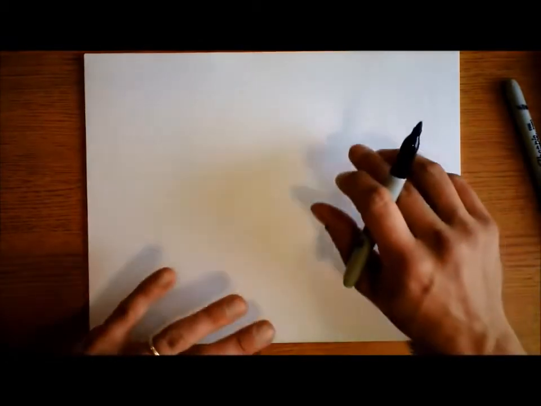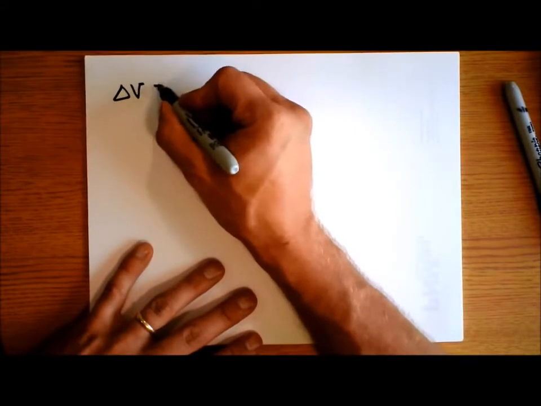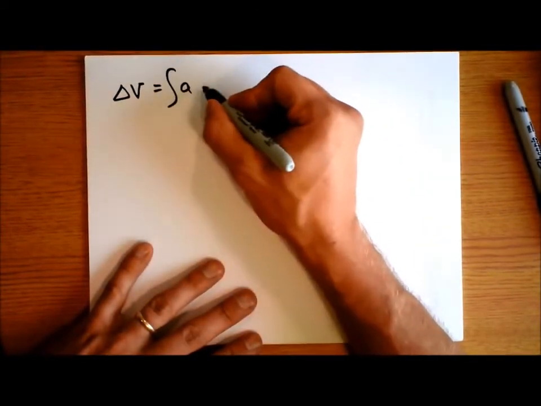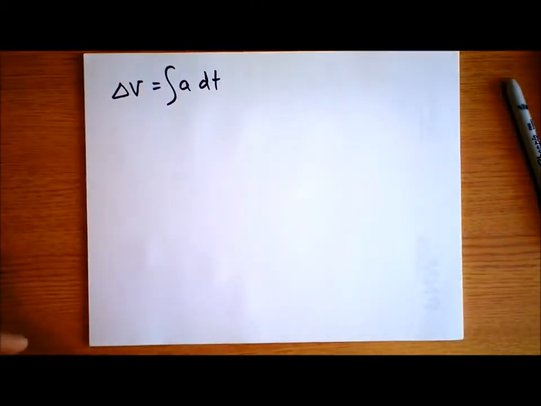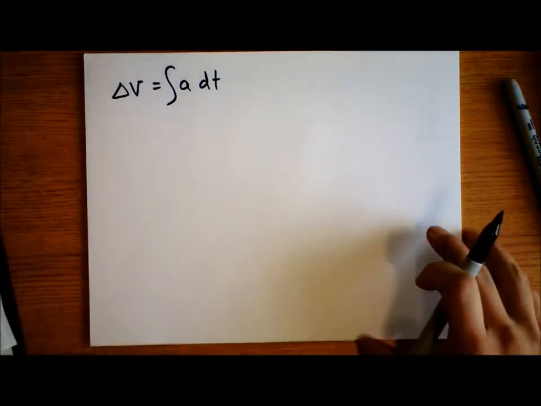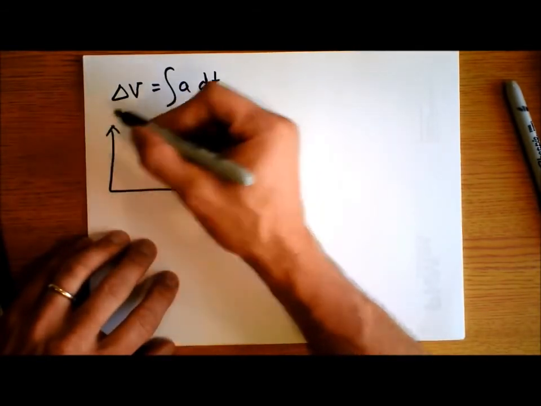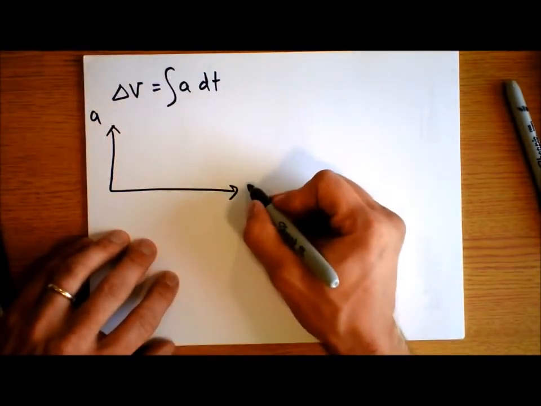Well, we also know that change in velocity is the integral of acceleration over time. So we could do a problem that shows that. For instance, I could have a rocket, and the rocket might have an acceleration graph that looks like this.